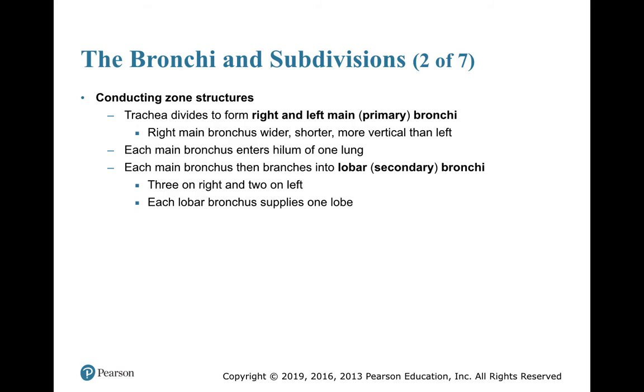The right is wider, shorter, and more vertical than the left. Each main bronchus enters the hilum of one of the two lungs, and each main bronchus then branches into lobar or secondary bronchi. There are 3 of those on the right, 2 on the left, and each lobar bronchus supplies 1 lobe of the lung.